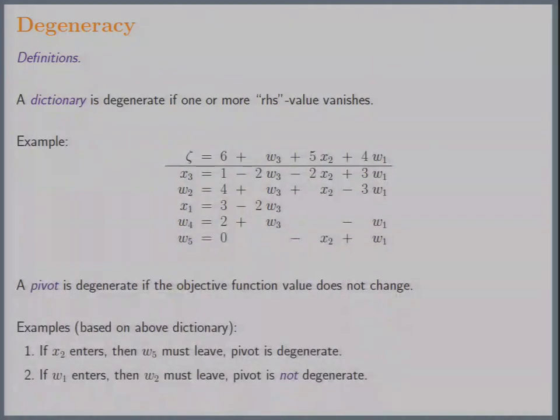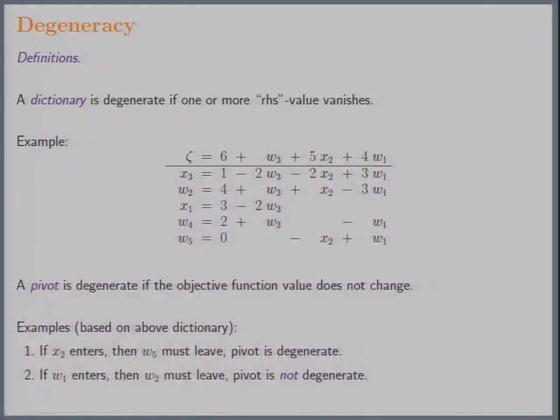We're doing this because we want to make progress. But it can happen that we don't make progress. Here's an example. If the dictionary has a 0 on one of these, what I call the right-hand side values, because these are originally the right-hand sides, if one of these values is 0, then this is called a degenerate dictionary. The dictionary is degenerate if one or more of these entries is 0.